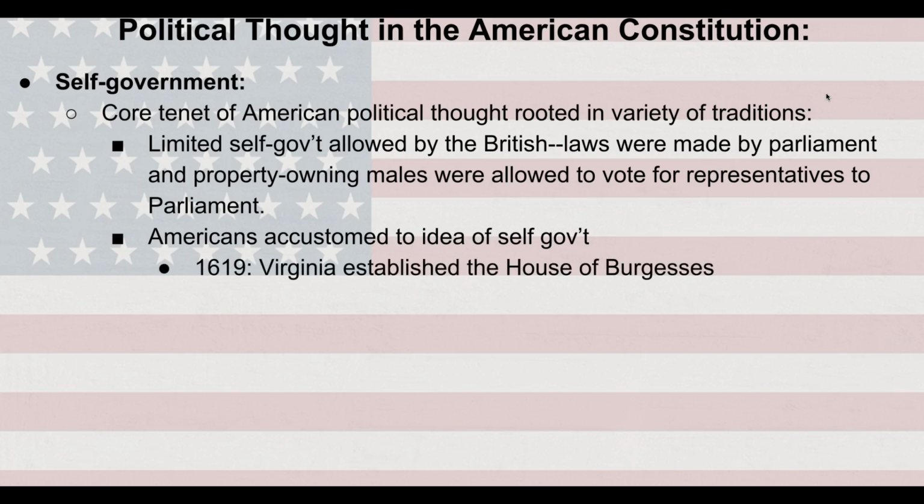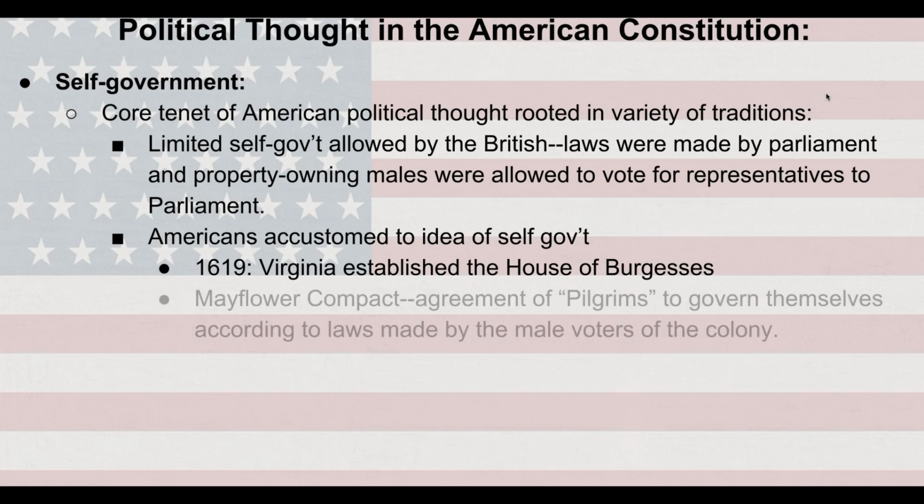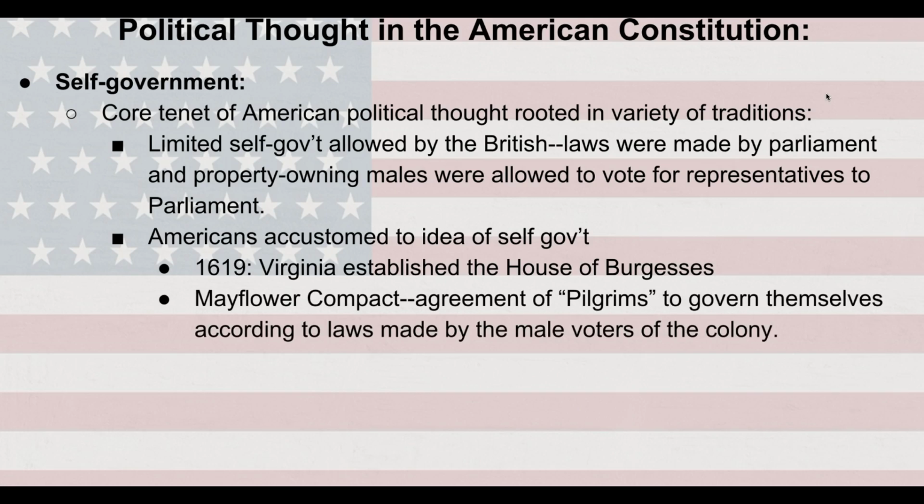In 1619, Virginia is going to establish the first self-governing body, and it's going to establish what is called the House of Burgesses. And if we look at the Mayflower that comes over in the 1620s, they are going to sign an agreement called the Mayflower Compact, which is an agreement by everybody on the Mayflower that they will govern themselves according to the laws made by the male voters of the colony.